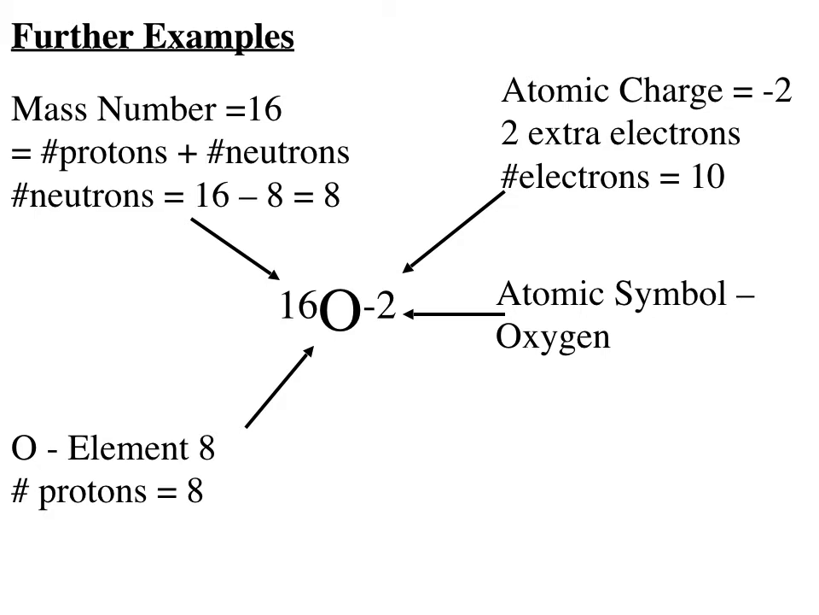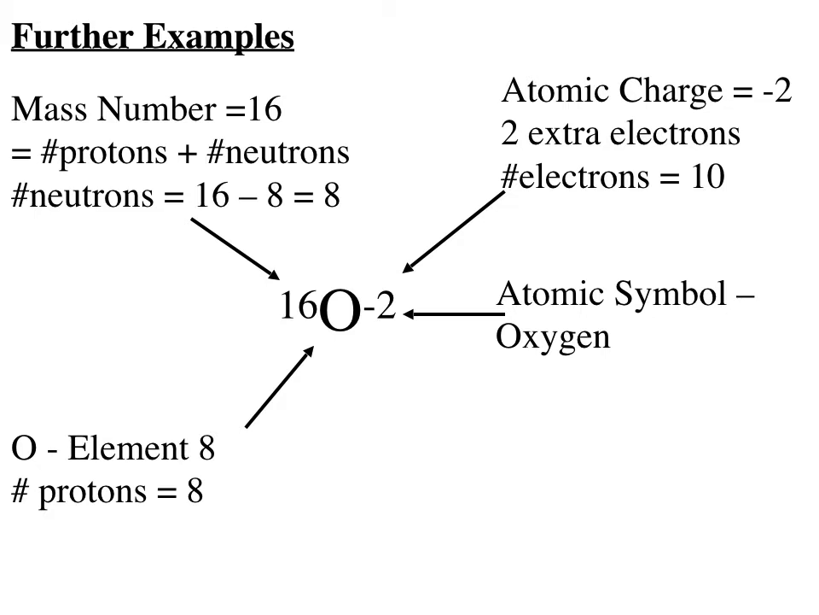I will then turn to the left superscript, which is its mass number. Mass number is 16. That means it has 16 protons plus neutrons. And since it has 8 protons, it must therefore have 8 neutrons in this particular isotope.